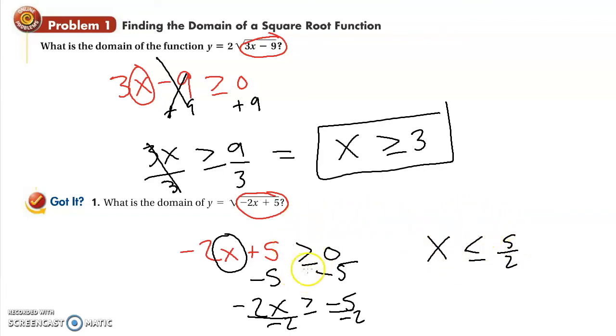Now, why is it less than or equal to? We started off with greater than or equal to, but all of a sudden this thing flipped. Well, notice we divided both sides by a negative number. When you divide both sides by a negative number, that sign is going to flip.